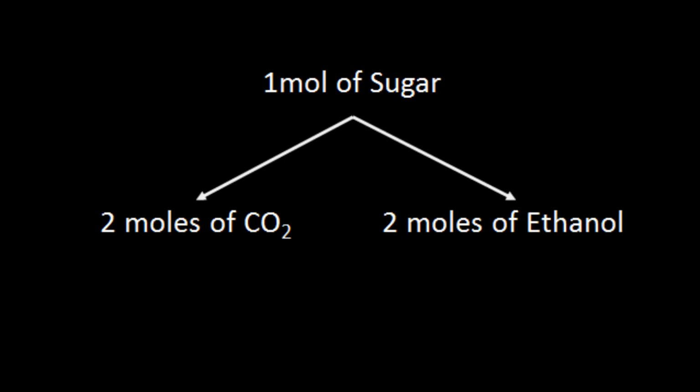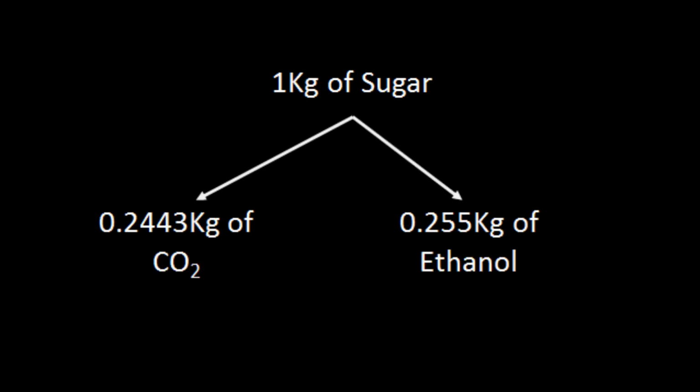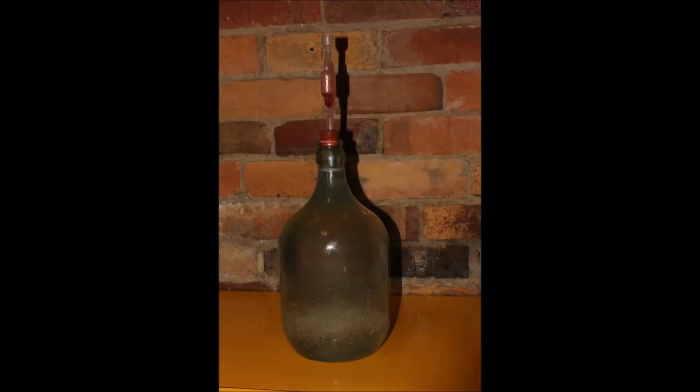For every mole of sugar used, 2 moles of ethanol and carbon dioxide are made. Therefore, 1 kilogram of sugar produces approximately 1/4 kilogram of both carbon dioxide and ethanol. In theory, this can be measured by the weight lost in the wash as carbon dioxide leaves through the airlock. This measurement is further limited by other factors, which may also confound such measurement.